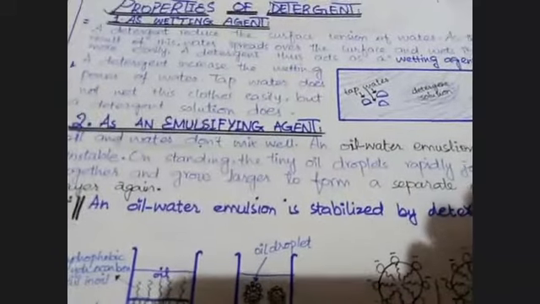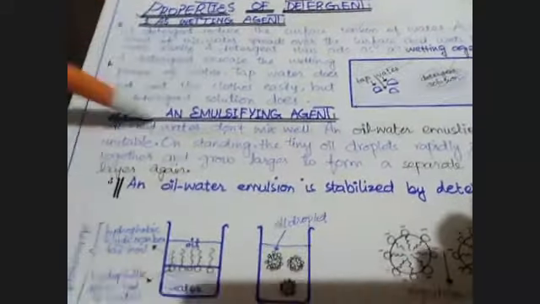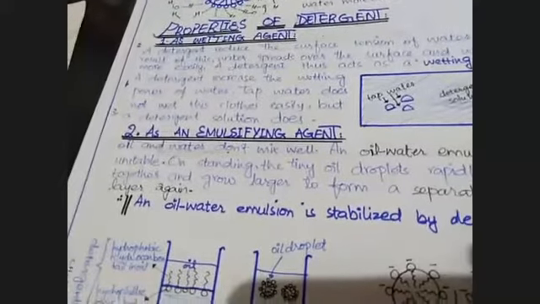What are the properties of the detergent? It can act as a wetting agent. It can act as an emulsifying agent. These are the properties of this detergent.